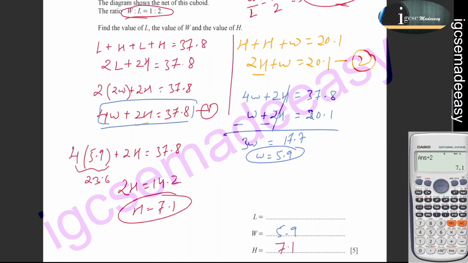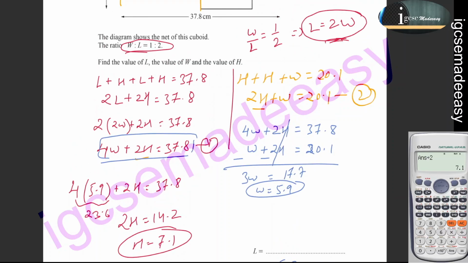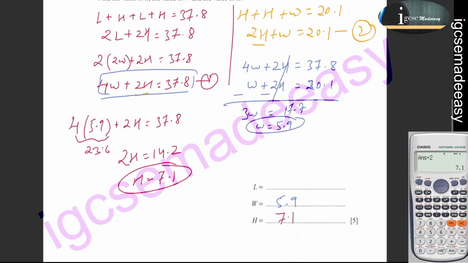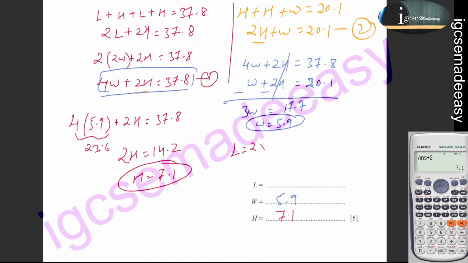And in the first part we have done L equals 2W, right? So L equals 2 times W. W is 5.9, so 5.9 times 2 gives you the value of L, that is 11.8. So this is how we have to do this question.